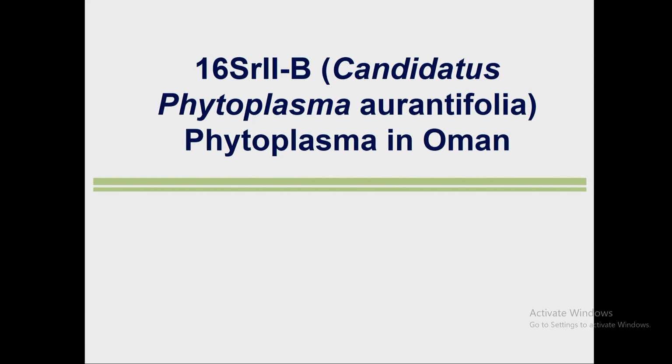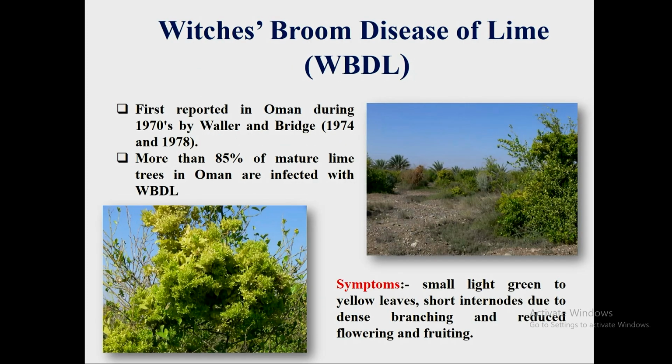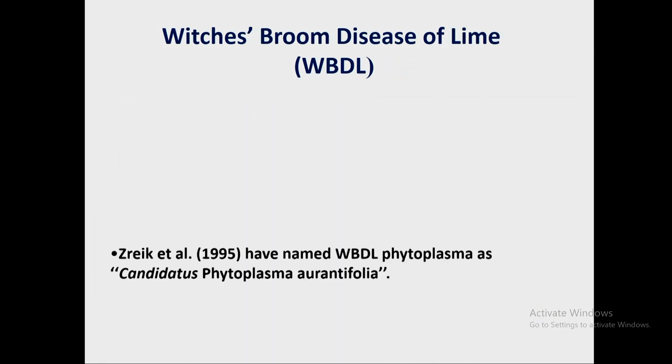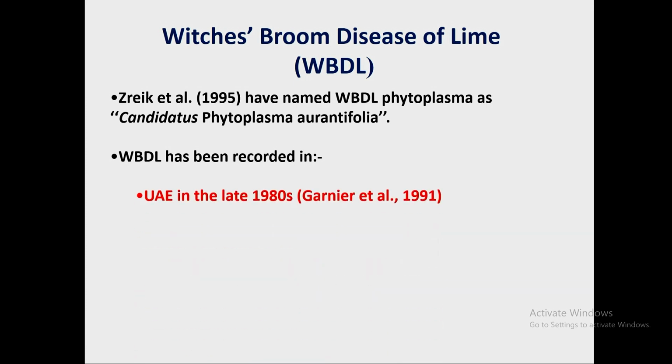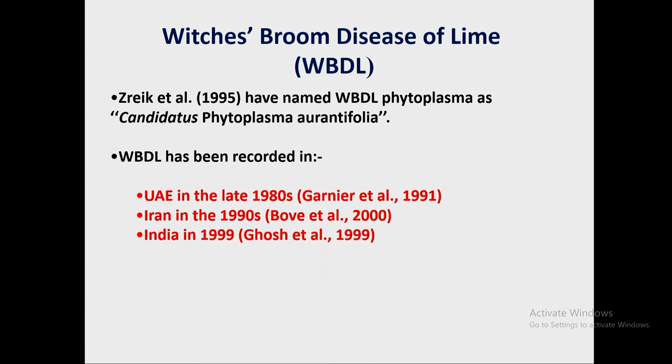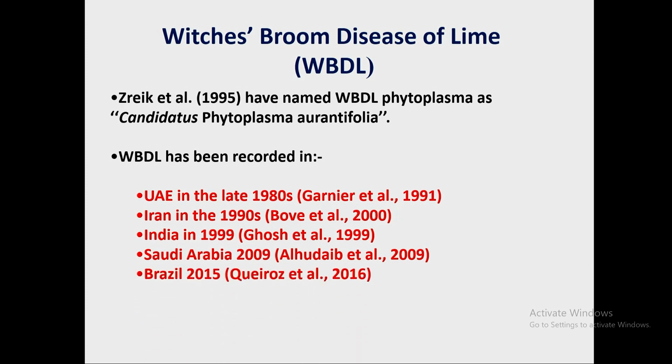Now we come to the candidate phytoplasma aurantifolia in Oman. Of course, we already spoke about this. Now more than 80 or 85% of lime in Oman is destroyed because of this disease. In 1995, the Buffet group registered it and gave it the name candidate phytoplasma aurantifolia. Then it has been recorded in UAE in the 1980s, from Iran in the 1990s, India 1999, first recorded in Saudi Arabia 2009, and then from Brazil 2015.